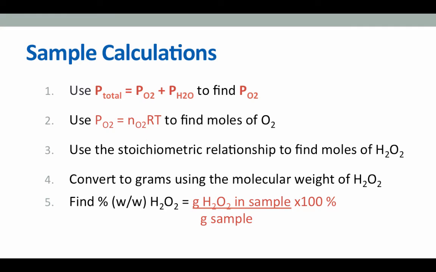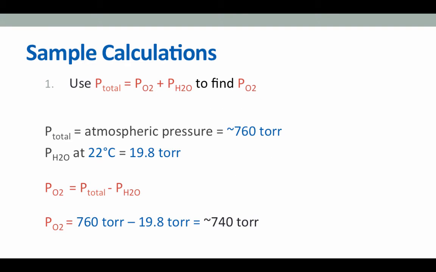Once you have the volume of your oxygen gas, you can begin to calculate the amount of oxygen produced and from that the percent hydrogen peroxide in your sample. There are 5 steps to this calculation, and I'll go through each of them one by one. First, we will calculate the pressure of the oxygen gas from atmospheric pressure.